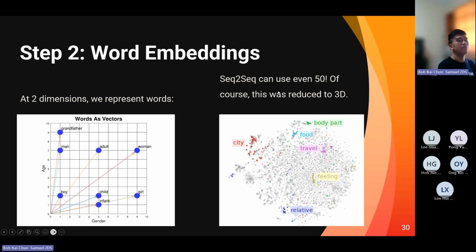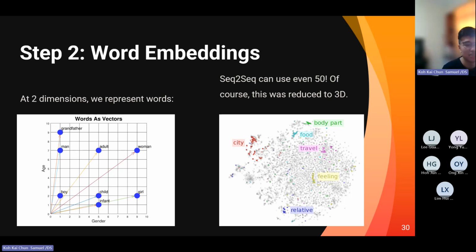Then sequence can even use like 50 dimensions of it. Of course, this was reduced to 3D because, to be realistic, it's not possible to visualize 50 dimensions in the plotting. In this case, because we want to capture even more details, it's not just age and gender, but rather 50 other dimensions. But then of course we want to visualize it, so you can only visualize it as an XYZ axis, a 3D axis.